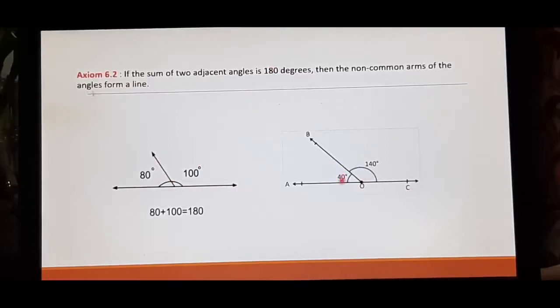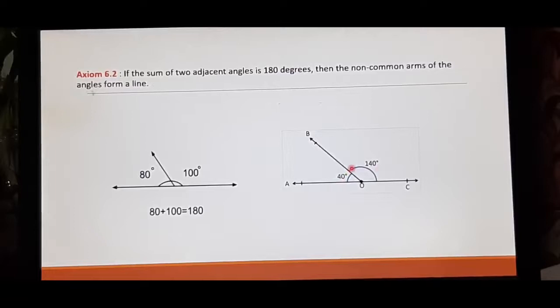See, if this angle plus this angle is equal to 180 degrees, then, as mentioned, the non-common arms of the angles will form a line. If you see this angle AOB, then OB and OC are the non-common arms of these two angles. So these non-common arms will form a line if the sum of these two angles is equal to 180 degrees. So these two axioms we have to use while solving the questions of the exercise.